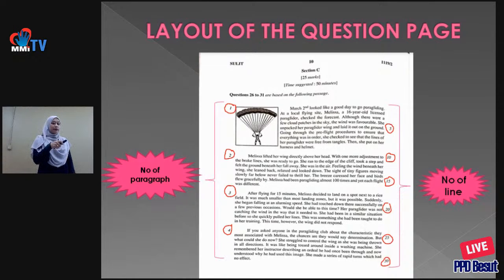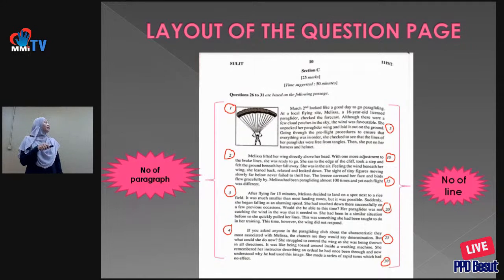Why do they need to write the numbers here? Because this is very useful for us to answer the questions later on. They purposely make these numbers to make your task to answer the questions easier, so there's no need for you to count later on. Take note of this when answering the questions, because they will state in the question from paragraph what, from line what to line what. It's already there, there's no need for you to count.